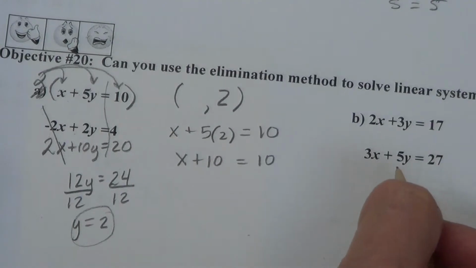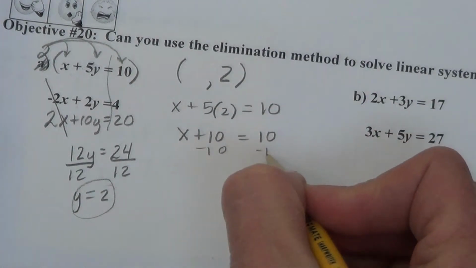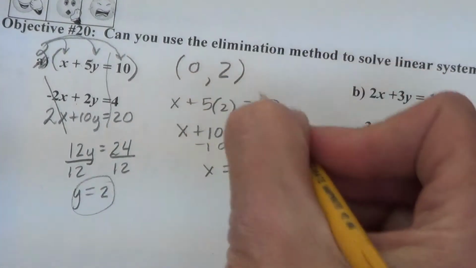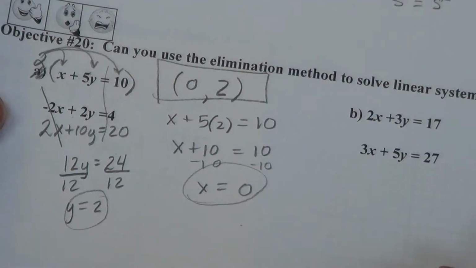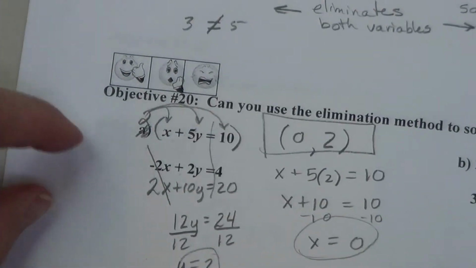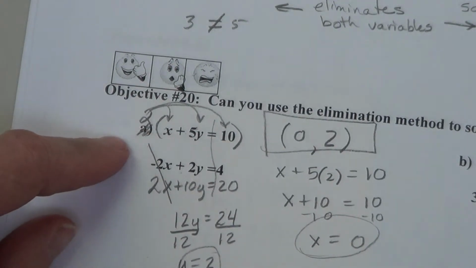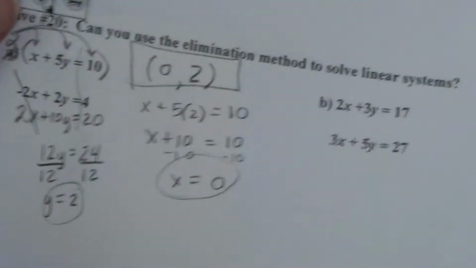We could look at that and say, well, it's going to be 0. Go ahead and finish off the algebra. Subtract 10 from each side. x equals 0. Here's our true answer, (0, 2). Okay, so that's simply taking and multiplying an entire equation in order to eliminate one of your variable values.